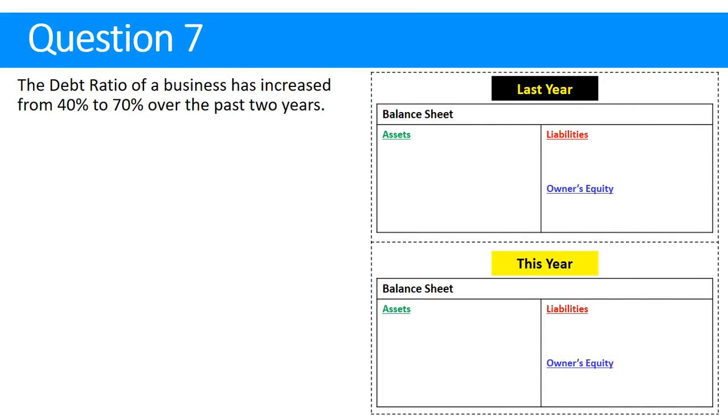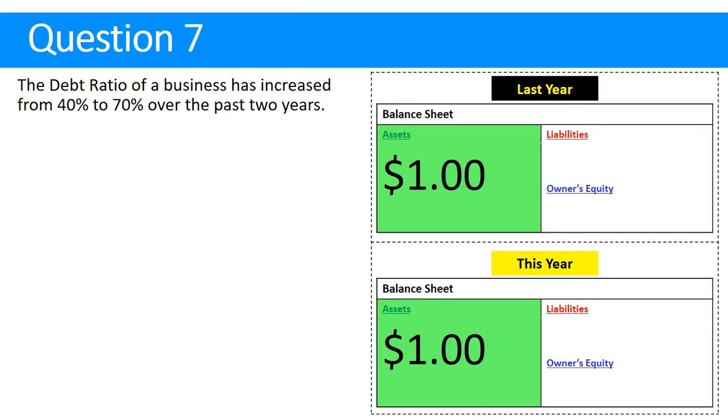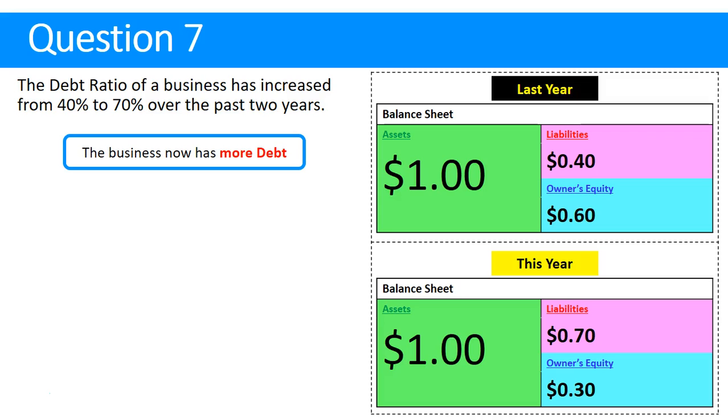And in this case, the question said the debt ratio has gone from 40% to 70% over the last 2 years. So what does that mean? It means that for $1 of assets last year, there were 40 cents of liabilities. Now this year there's 70. So we have more debt for every $1 of assets, and subsequently the equity part has gone down. Owner's equity would have been 60% of all assets last year. Now it's only 30%. So what we need to do is figure out some positives and some negatives, and we just need one of each.